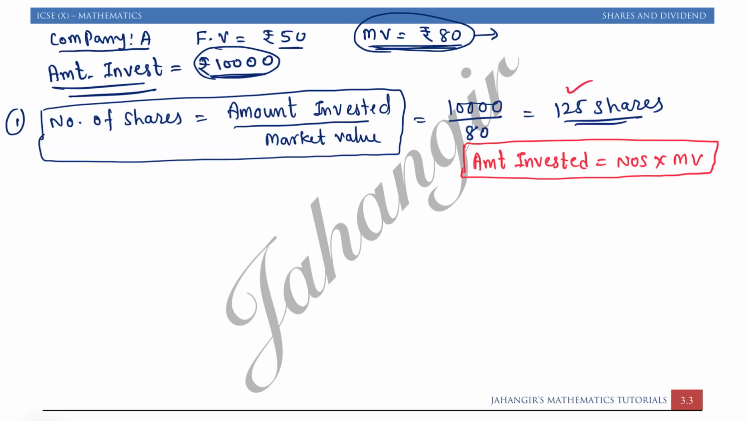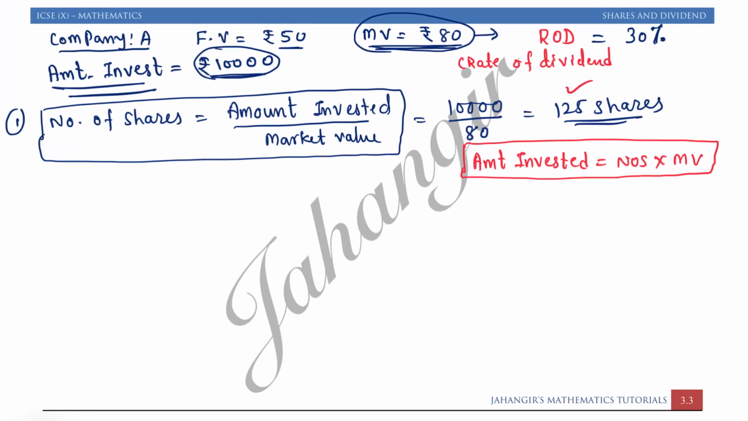So in between, in a year, the company has declared a dividend. Company always declares dividend in the form of percentage. We say it as rate of dividend, ROD. ROD is called rate of dividend. So the company has declared a dividend of, let's say, 20% or 30%, you can say anything as per your wish. Let's say 30%.